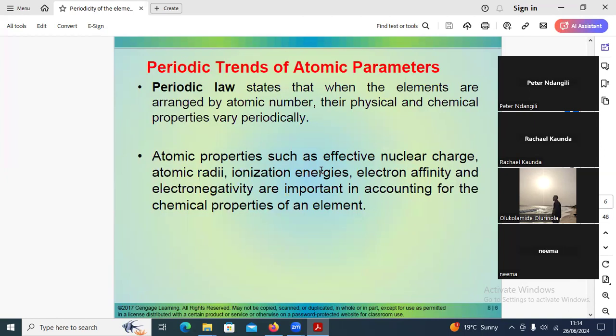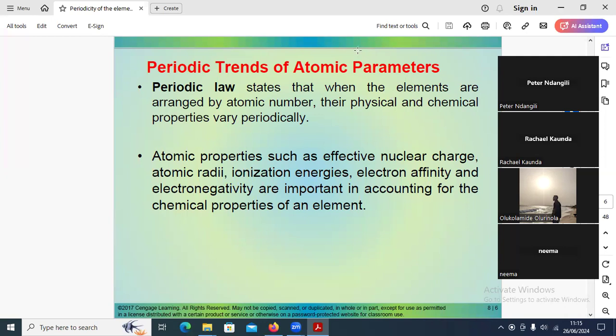Okay. Now, when we talk about the periodic trends, we want to look at the atomic parameters. And when we look at the atomic parameters, we are looking at issues like the effective nuclear charge, which I'm going to explain to you what it is, the atomic radii, ionization energies, electron affinities, and electronegativities. That is actually what we're going to confine ourselves to in today's lecture.